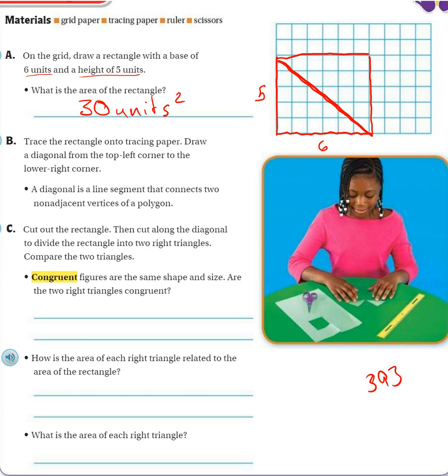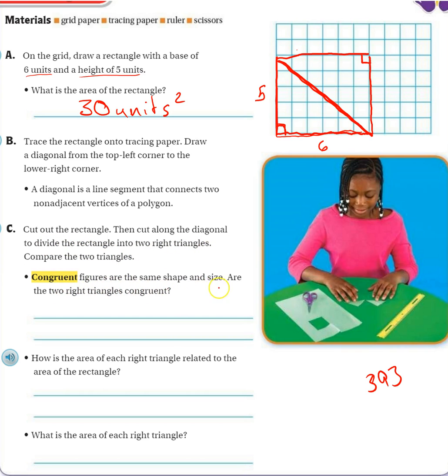Cut out the rectangle. We're not going to cut these out. Then cut along the diagonal to divide the rectangle into two right triangles. So you see we have a triangle here and a right triangle here.